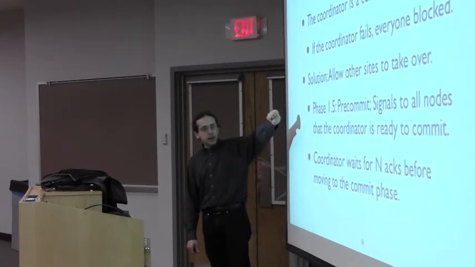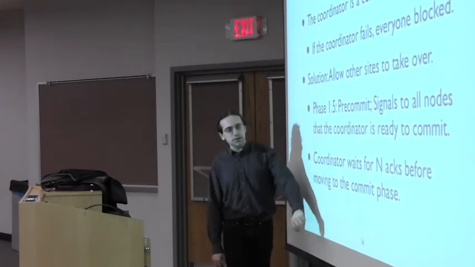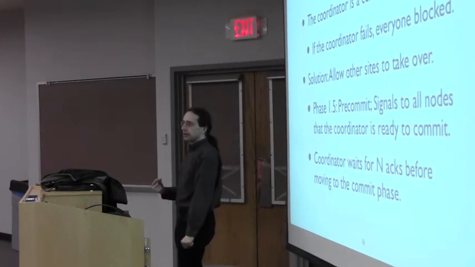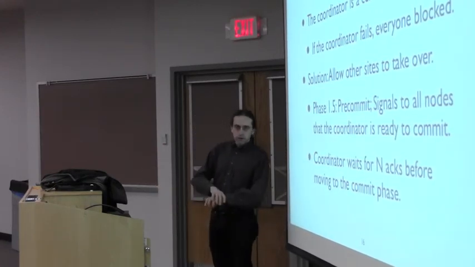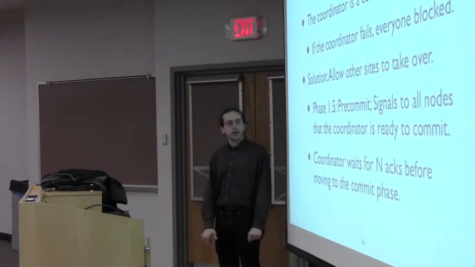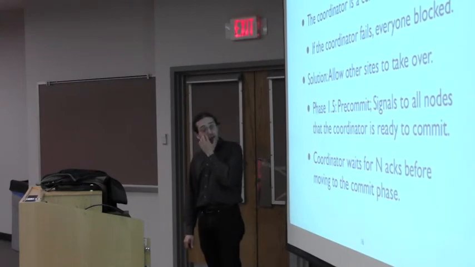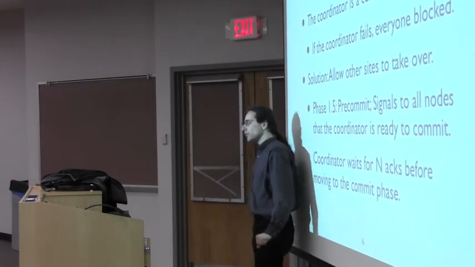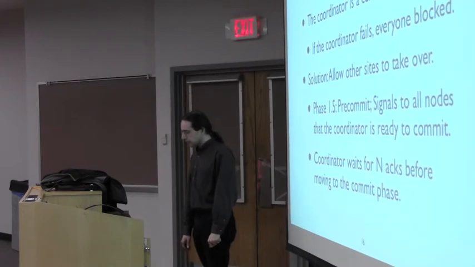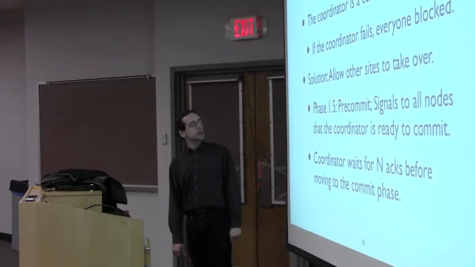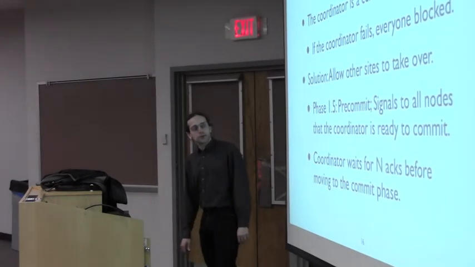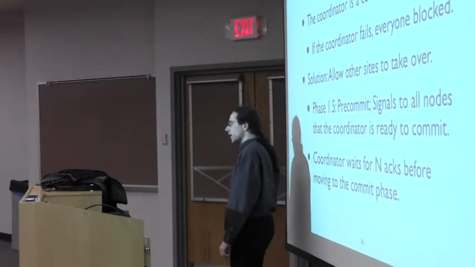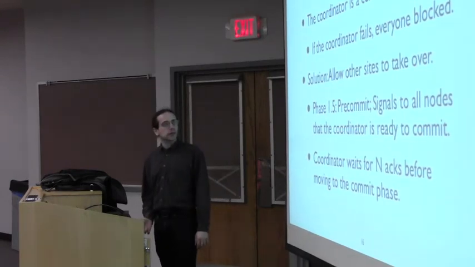So how does this help us? Well, as soon as n nodes have acknowledged receiving a pre-commit, then any of those n nodes can take over as the coordinator. So any of those nodes can forward out a commit message after that happens. And because the coordinator only needs to wait for a couple of acknowledgments, this doesn't introduce a huge amount of overhead. So that's basically the three-phase commit protocol. It adds a little bit of overhead to runtime, but it also means that any of the nodes that have received a pre-commit message can take over as coordinator.